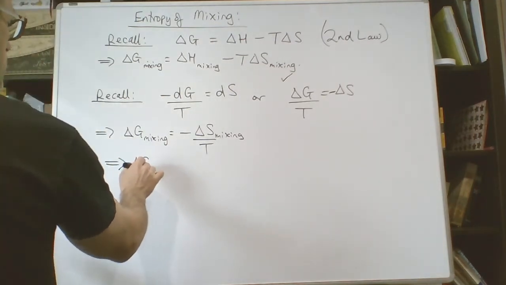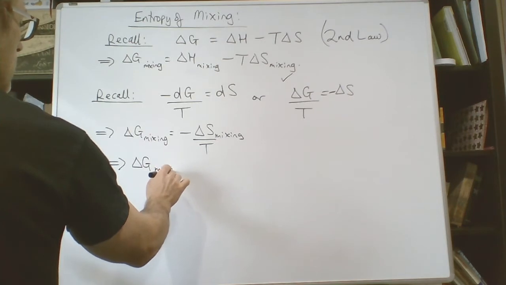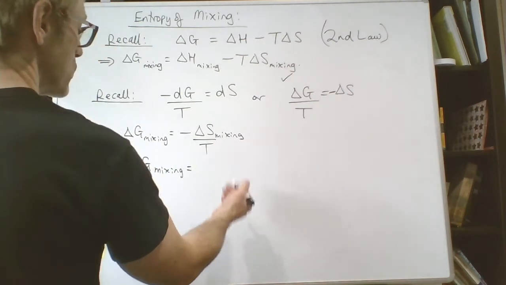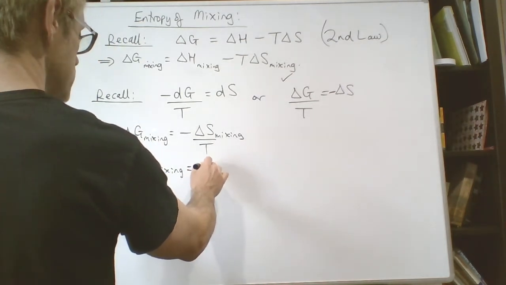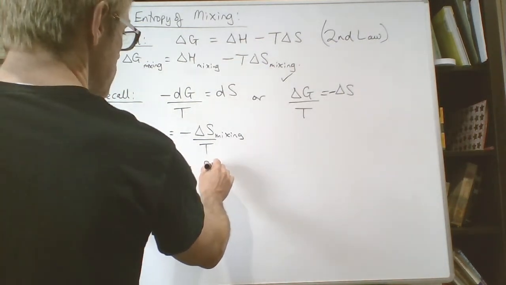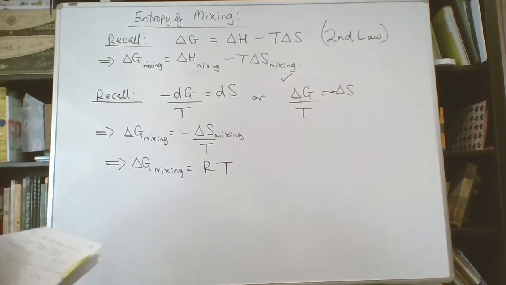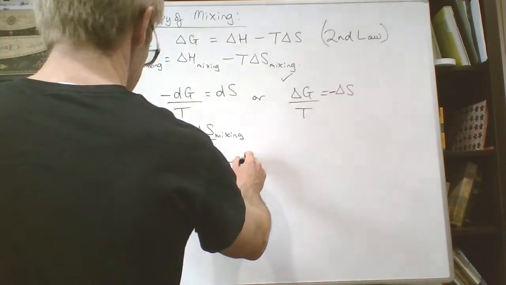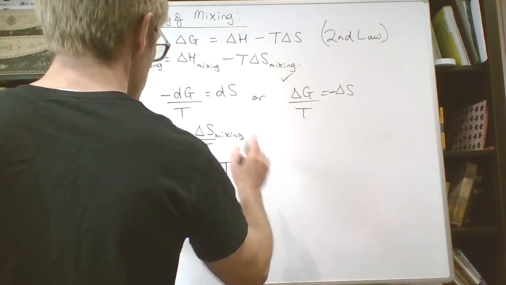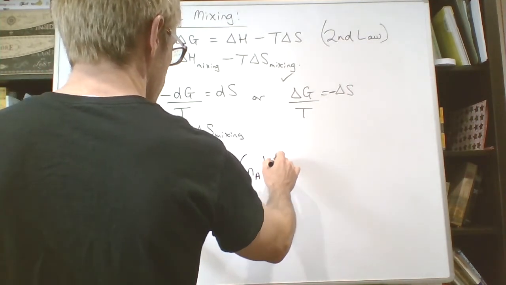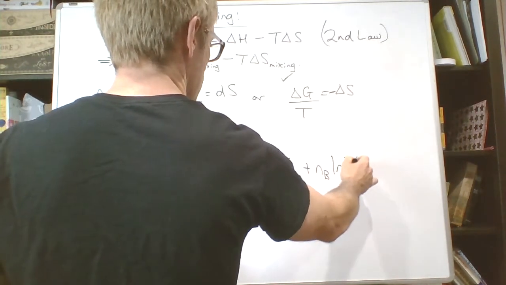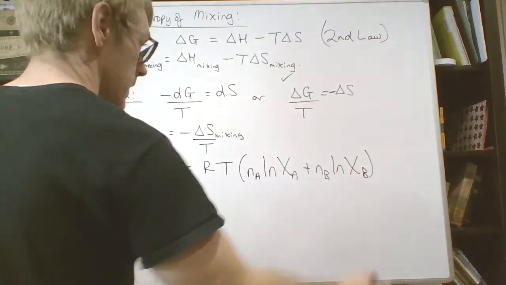So this implies that delta G mixing is minus delta S mixing. So we lose that negative sign and it just becomes positive R. And we also have temperature now. And then we have moles of A log mole fraction of A plus moles of B log mole fraction of B. Let's call this equation B.